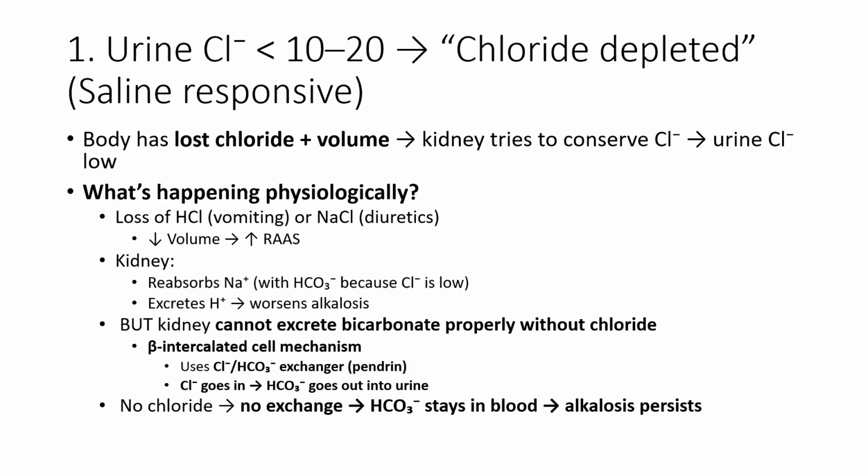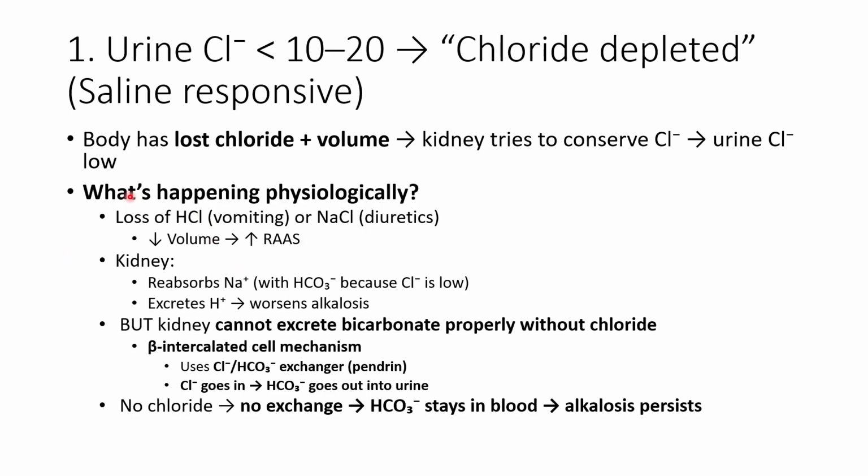So if we have to see in depth, let's say there was a patient of metabolic alkalosis. You check the urinary chloride levels, they came out to be low, indicating that it is a chloride-depleted state or a saline-responsive state. Now what does it indicate? That the body has lost chloride and volume and the kidney is trying to conserve chloride, thus the urinary chloride is low. So what is happening physiologically? There is loss of chloride in some form, either lost as NaCl due to diuresis and natriuresis, or as HCl due to vomiting, along with loss of volume, which is activating RAS.